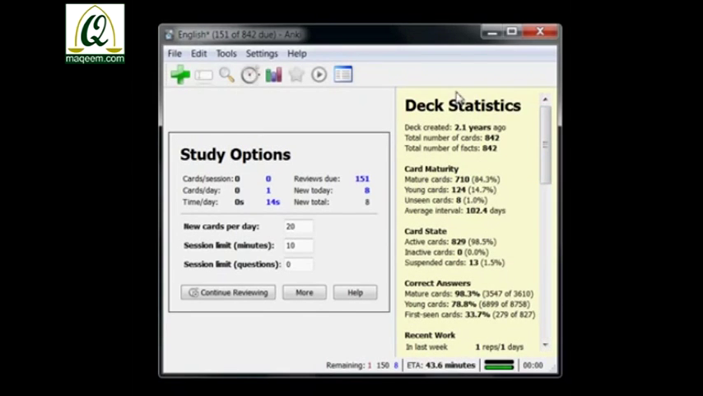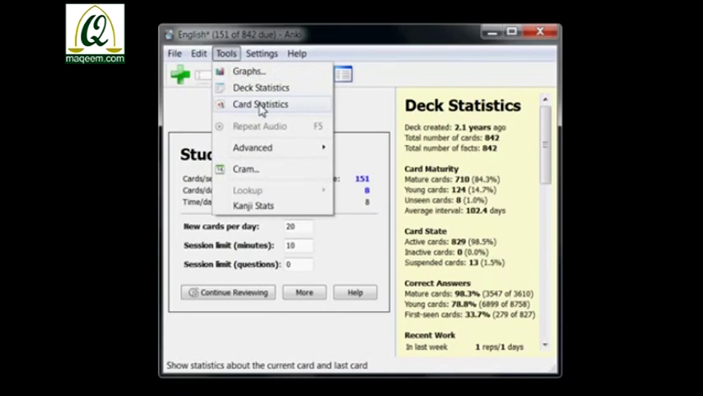Mature cards are cards which have an interval over 21 days. That means that you've answered them correctly enough times that they won't be shown again to you for at least 21 days. Alright, let's look at the card statistics.